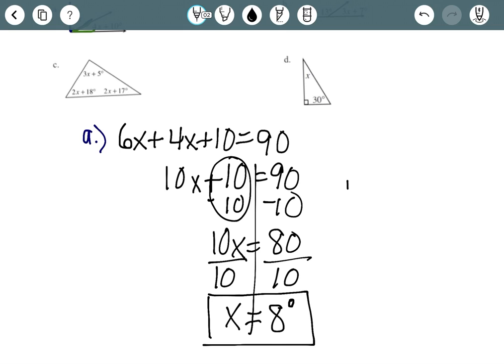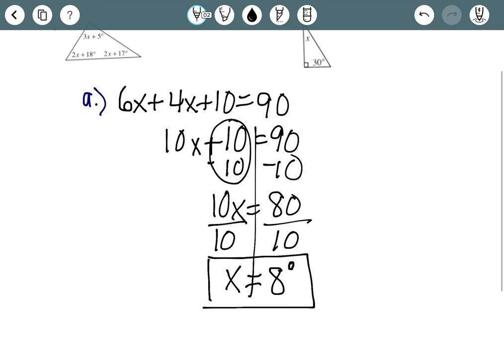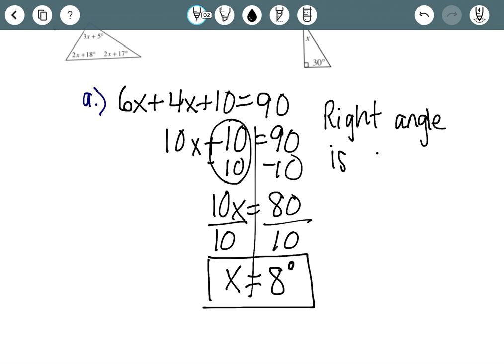All right, now we're not quite done yet because it told us to explain what method you used for each problem. So when they talk about explaining which method you used, all I'm going to say is that a right angle is 90 degrees. That's all we have to say. That's fine. So that's how we solve A.